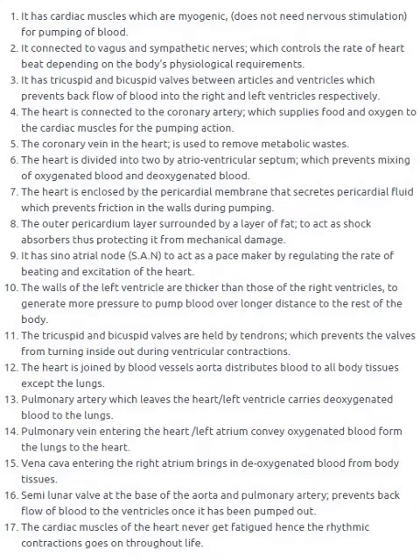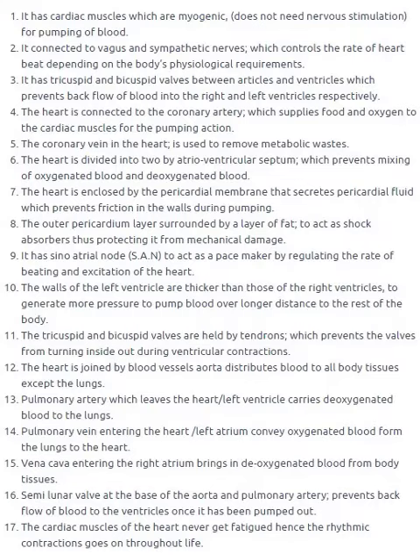Explain how the mammalian heart is structurally adapted to its functions. It has cardiac muscles which are myogenic and do not need nervous stimulation for pumping of blood. It is connected to vagus and sympathetic nerves, which control the rate of heartbeat depending on the body's physiological requirements.